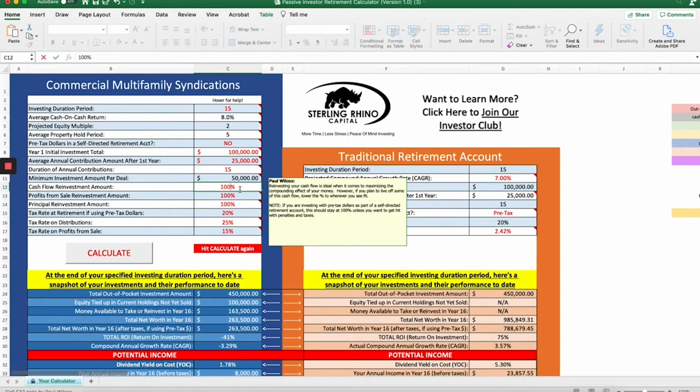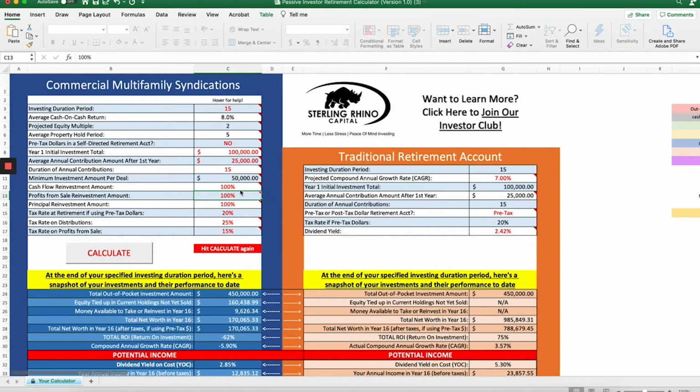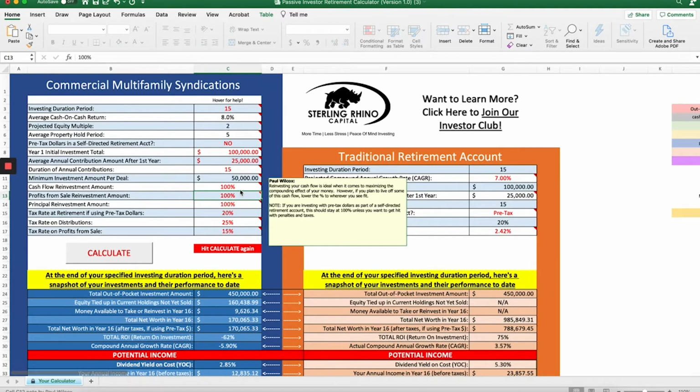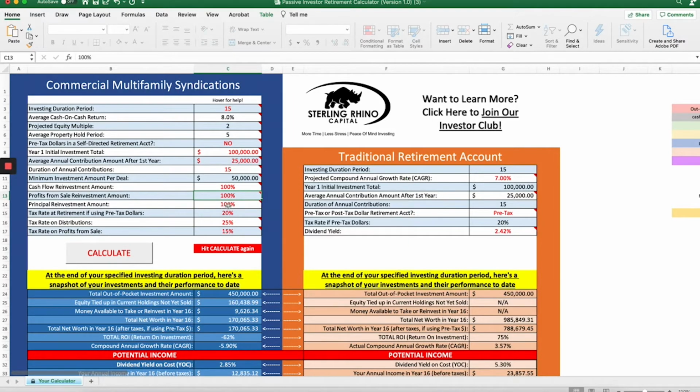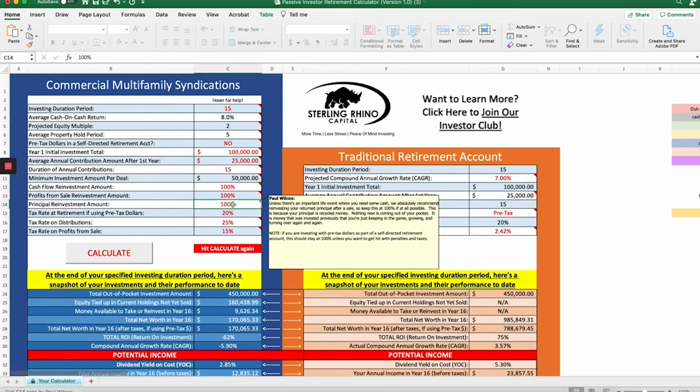We highly encourage you keep all three of these at 100%, because we want to treat this like a retirement account. And in a traditional retirement account, you're not taking any of the money out over time. All of it goes back in, the dividend payments, they all go back into buying more shares, and that's how you realize the full power of compounding interest. So we're going to leave all these at 100%.